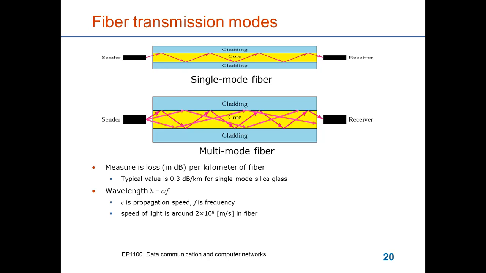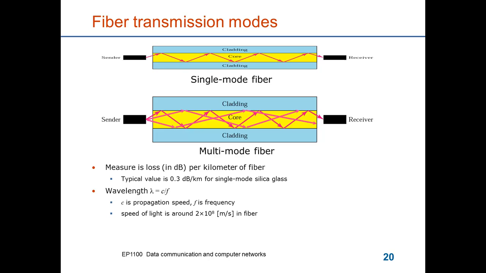In a single mode fiber, the core is so small that there's only a single angle that will lead to reflection and propagate through the fiber. The quality of fiber is very high for transmission. We measure the loss in decibels per kilometer of fiber, and typical values are 0.3 decibels per kilometer.